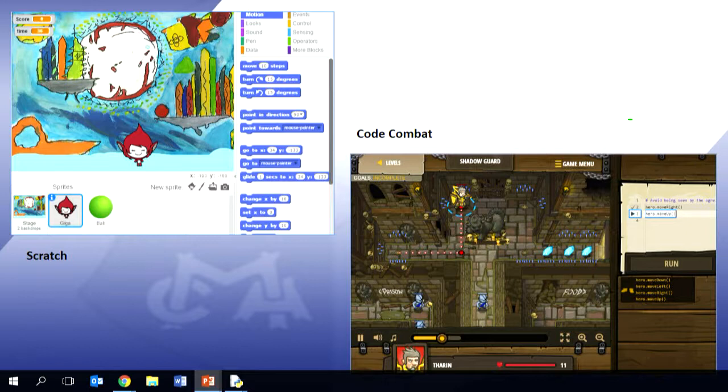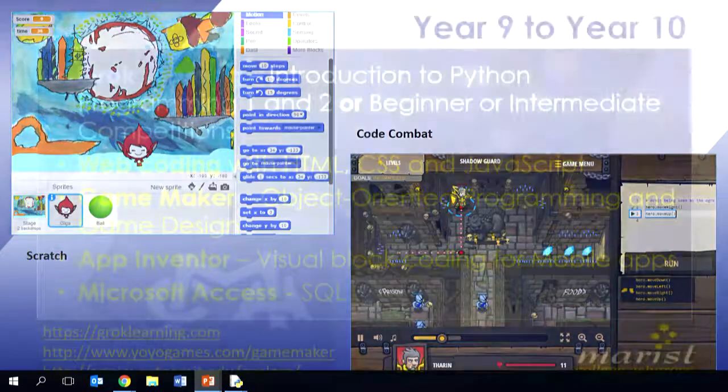And then if they finish both modules, then I'll let them play Minecraft, which is a pretty good incentive for the kids.